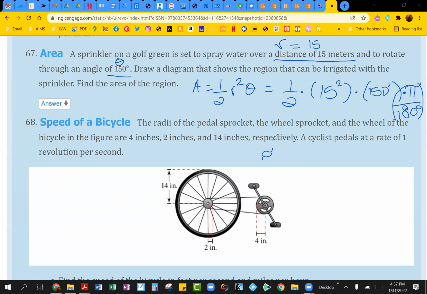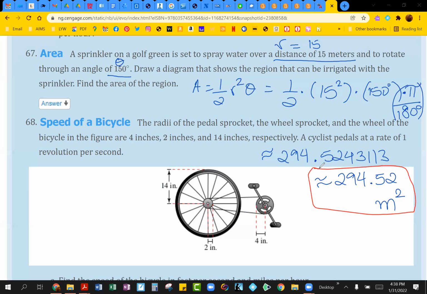And you will see approximately this comes out to be 294 point, and then a bunch of decimals after that, 5243113. And then, like I said, since we're rounding it to 2 decimal places, you have 0.524. So the 4 doesn't have any effect on the 2. So it will stay at 0.52. And then you guys did great, because this is an area, and area is always measured in square units. So it does come out to be meters squared, or m squared, like some of you had in your answer. So yeah, perfect, guys. Good job. That's exactly what this answer will come out to be.